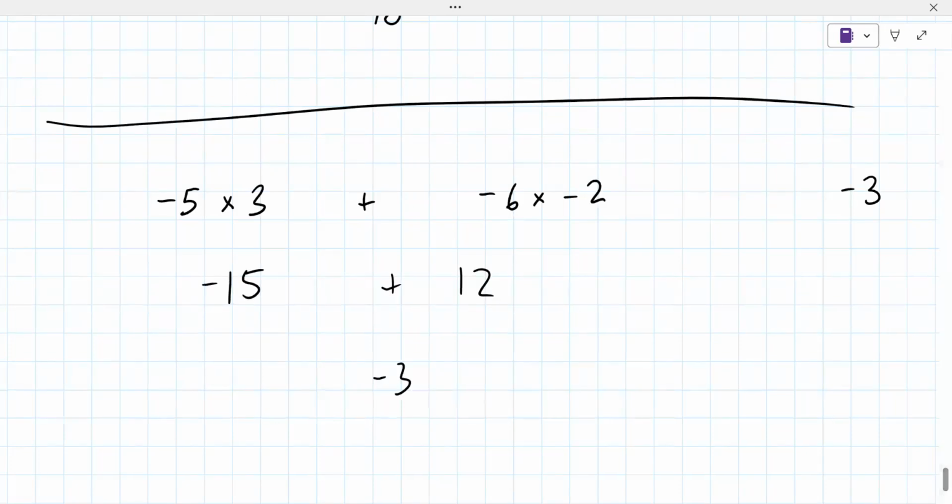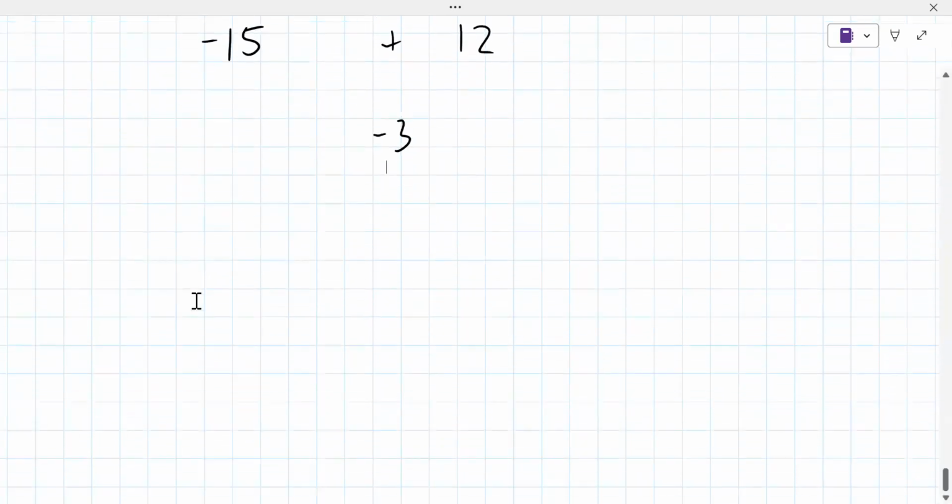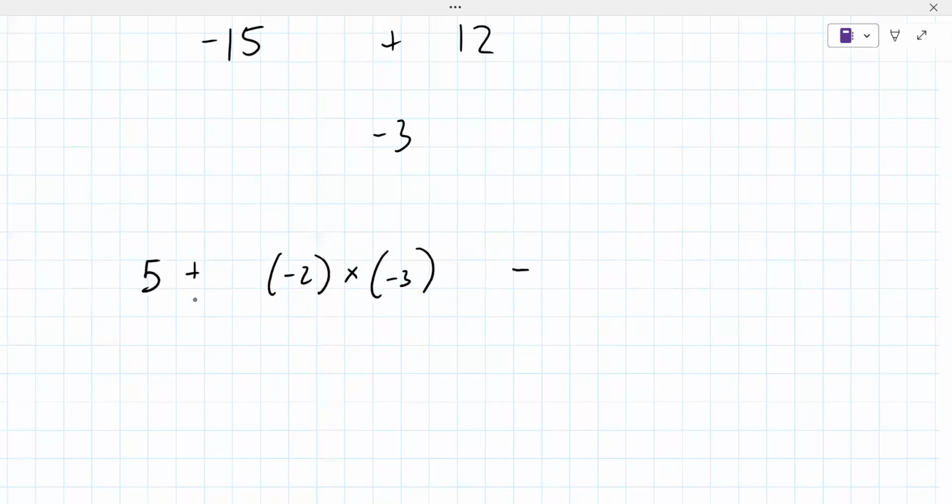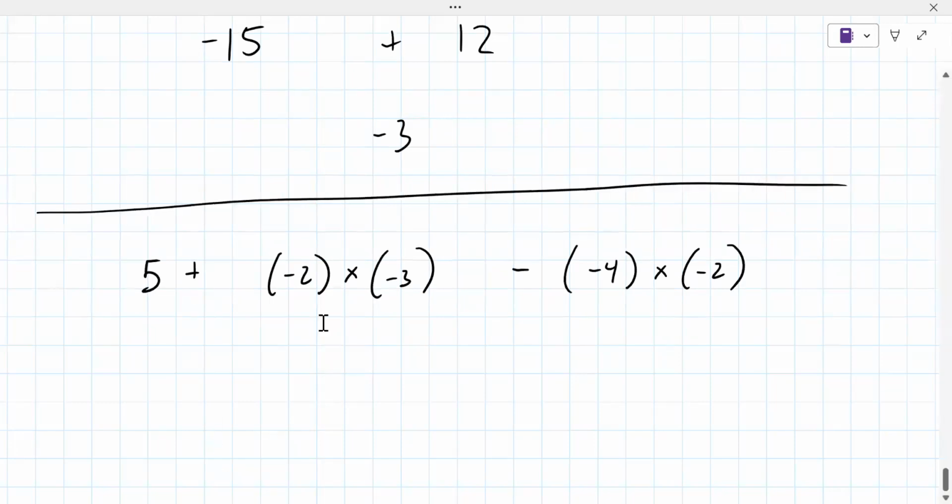Very good. Now we're going to add a few more operations to this just to see how things are going here, to increase the complexity a little bit. So let's go 5 plus -2 times -3 minus -4 times -2. So give this one a try here. We'll build into the more difficult ones shortly.